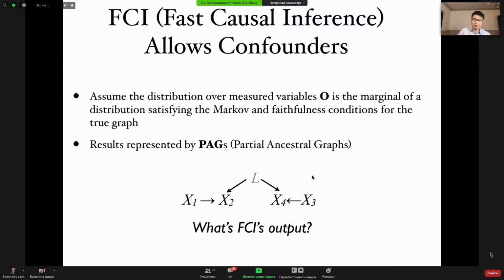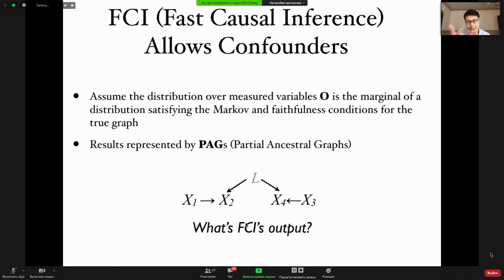So here, what can we do? We have to use another thing called a PAG, partial ancestral graph, to represent the relationships between the observed variables, given that the causal relationships happen over a larger set of variables, including this observed set of variables. We have additional variables omitted in the system.